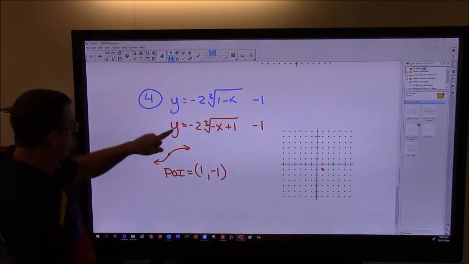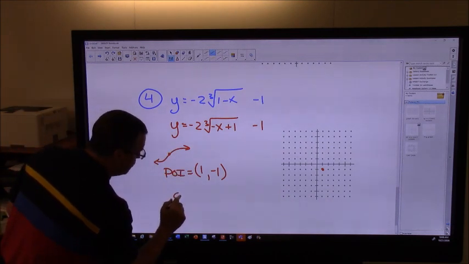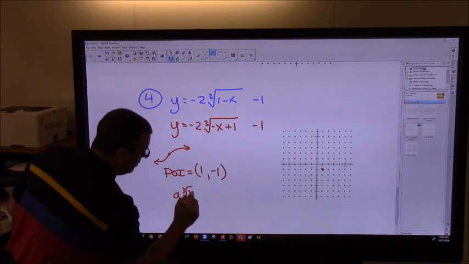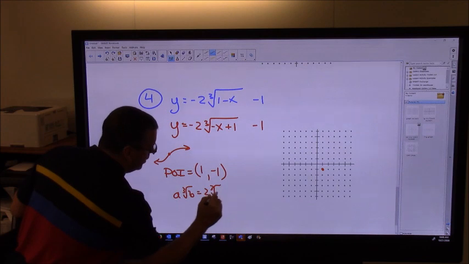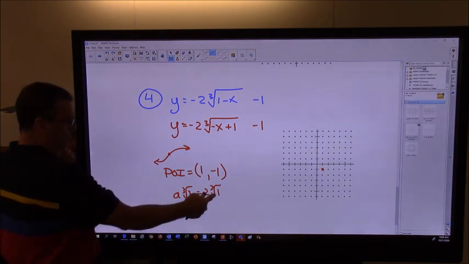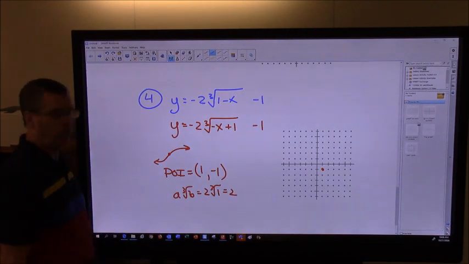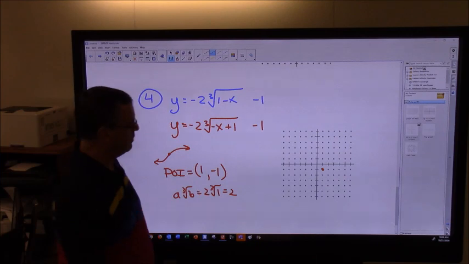Okay. Now I do have to pay attention to how many times more or less than normal. So a times the cube root of b is going to equal 2 times the cube root of 1. So you got to do the cube root first. That's 1 times 2, that's 2. So we're doing twice as much as what's normal. That's pretty easy to work with.